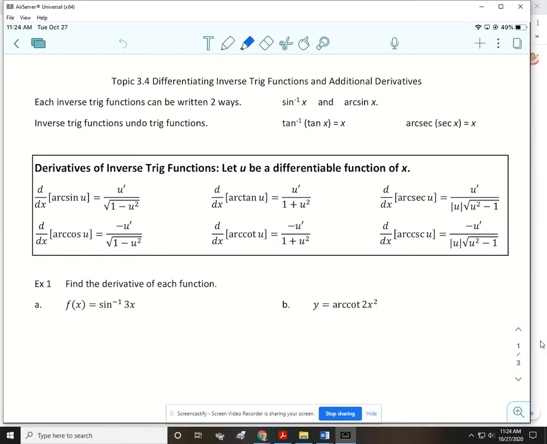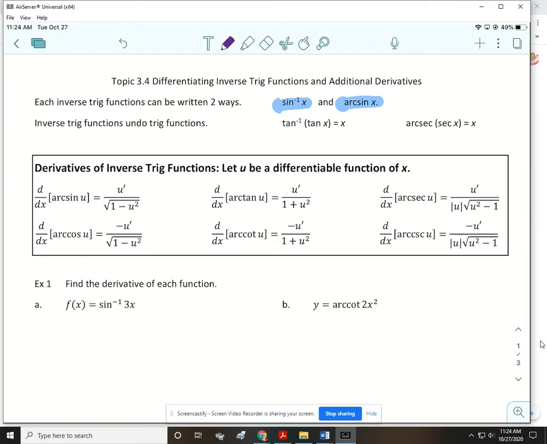They can be written using this inverse symbol, the sine to the -1 of x, or they can be written using arc. So arc sine, arc cosine, all that. You can write it that way. And also, an inverse trig function undoes what a trig function did. So if you have the arc tangent of x, that just leaves you with x. Arc secant of x just leaves you with x. It undoes what the tangent did.